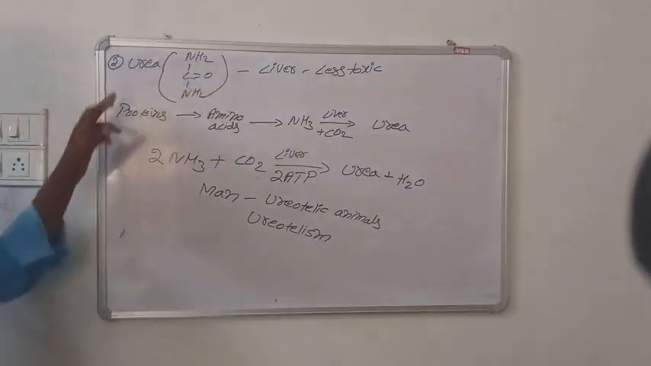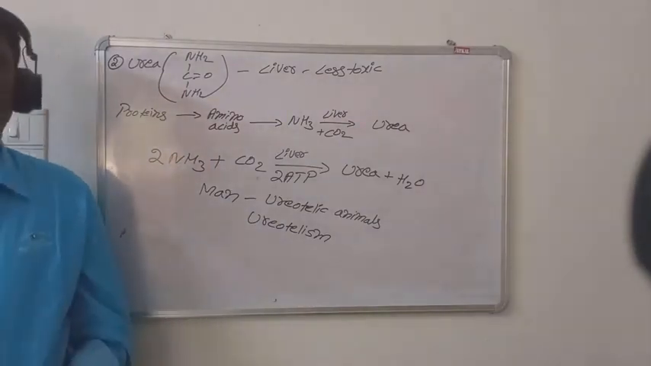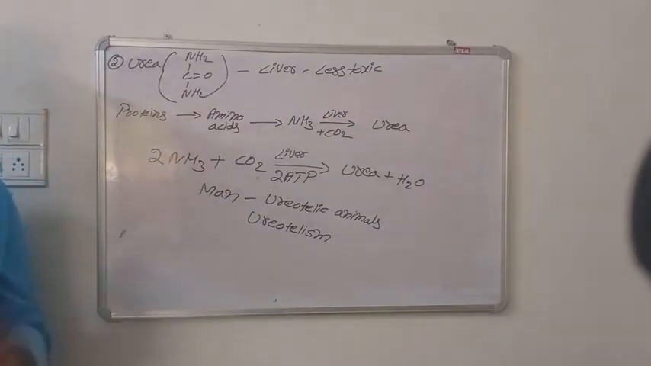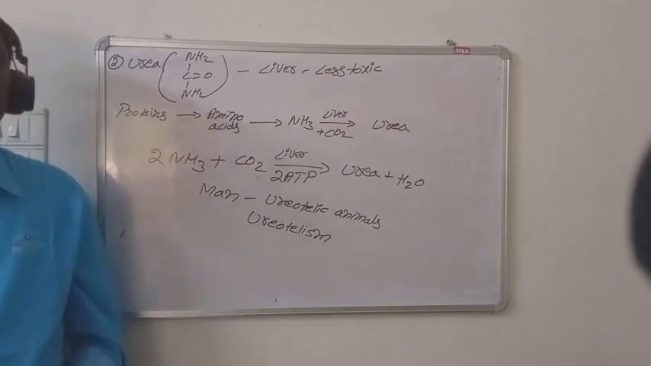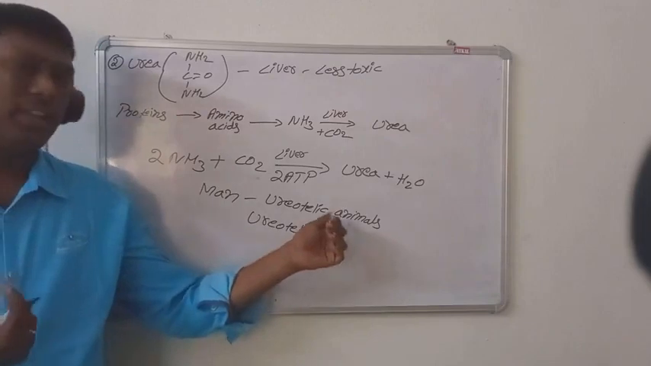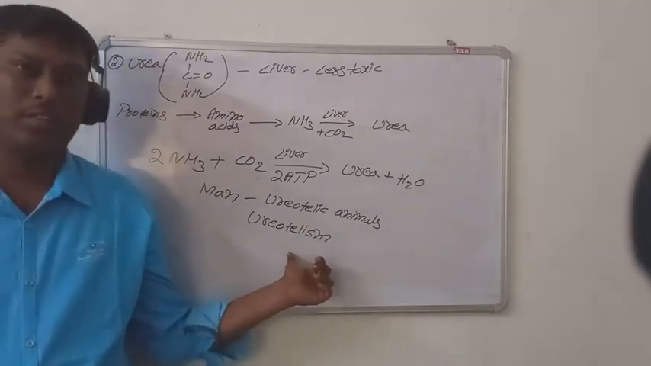Okay, so urea is less toxic and it requires only a little water to excrete outside. So that's why terrestrial animals such as man prefer to excrete urea. Such animals are called ureotelic animals, and this phenomenon is called ureotelism.